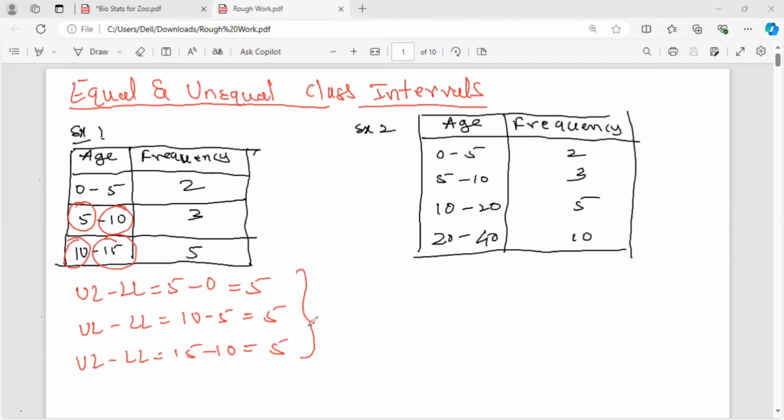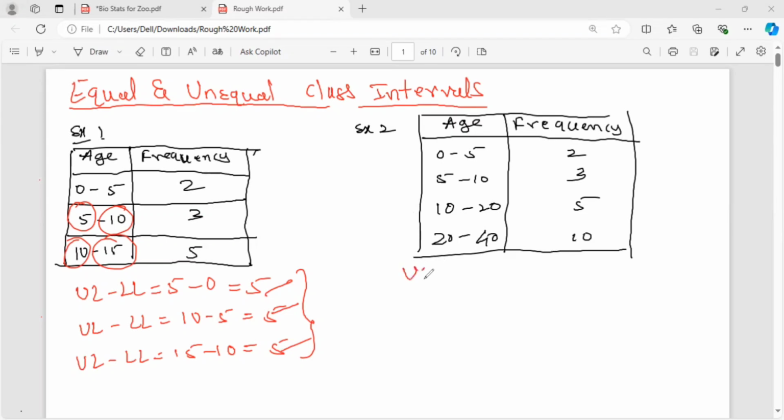So equal class interval means what? In a given frequency distribution, if all the class intervals have the same size of the class interval or the same class width, the size of the class interval is also called the class width. If all the class intervals have equal class width, like 5, 5, 5, such types of class intervals are called equal class intervals.